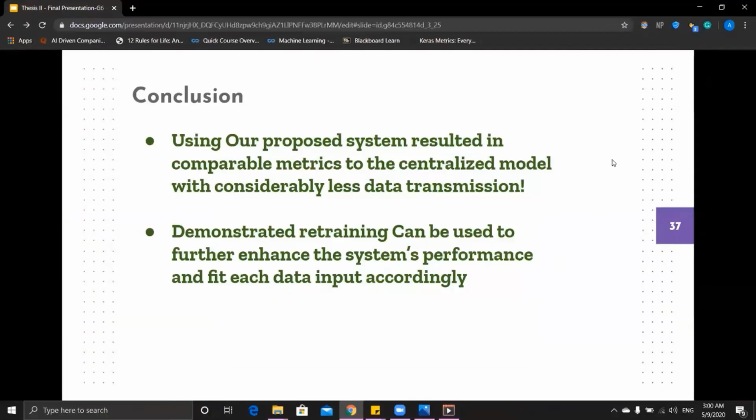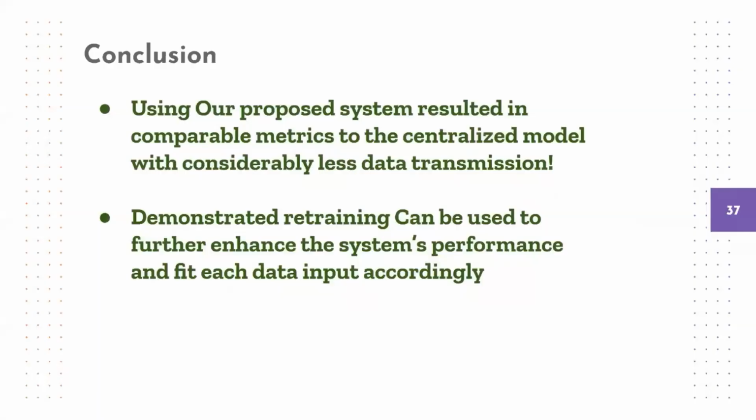So anyways, this leads us to the conclusion, which is 2 points. Using our proposed system resulted in comparable metrics to the centralized model with considerably less data transmission, and we saw that in the second graph in the results, right? And also that we can use retraining to enhance the system's performance and the model's performance overall, and localize to each and every single view, right?